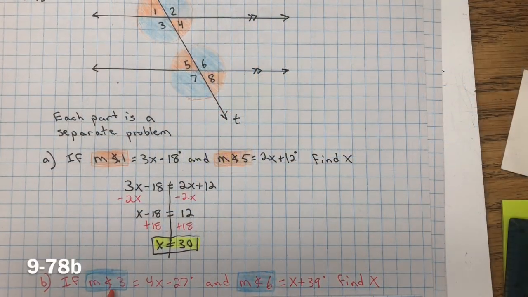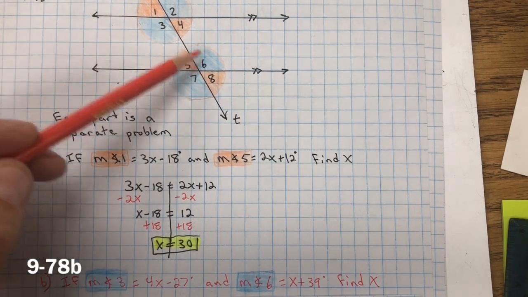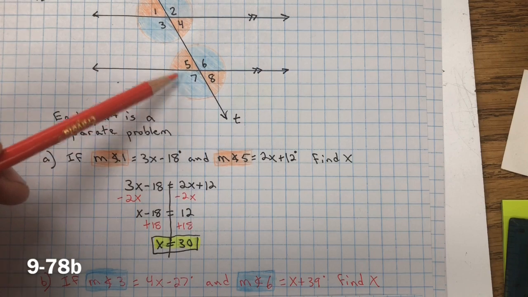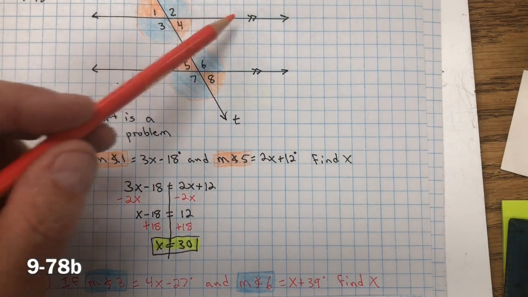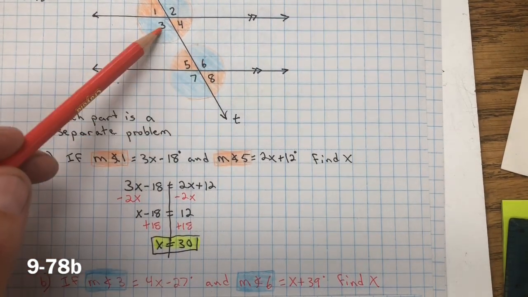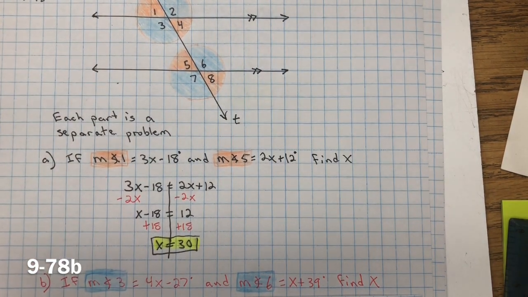For part B, we have the measure of angle 3 equals 4x minus 27, and the measure of angle 6 equals x plus 39, and we need to find x. So here we have angle 3 and angle 6. You can tell these are the same colors, so they have the same measure. They have the same measure because these are alternate interior, inside the parallel lines. So we know that these two angles, their measures are equal or congruent.